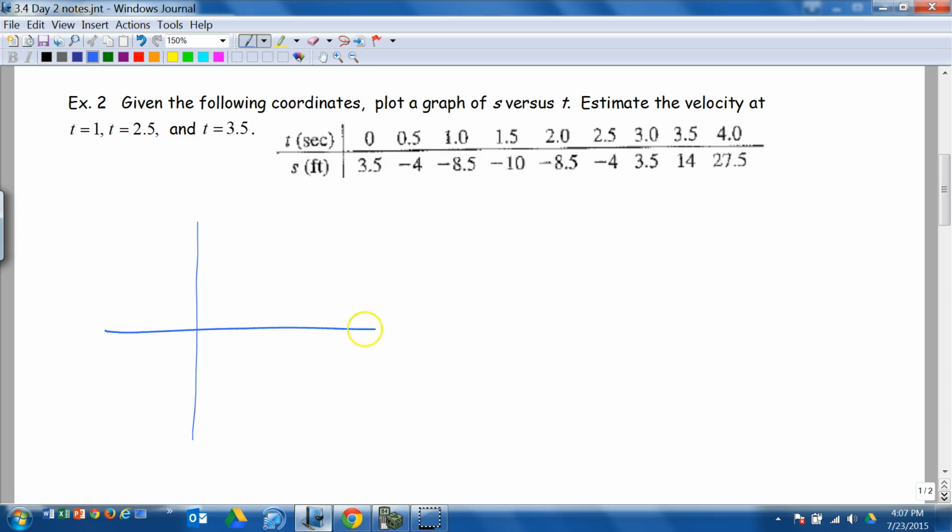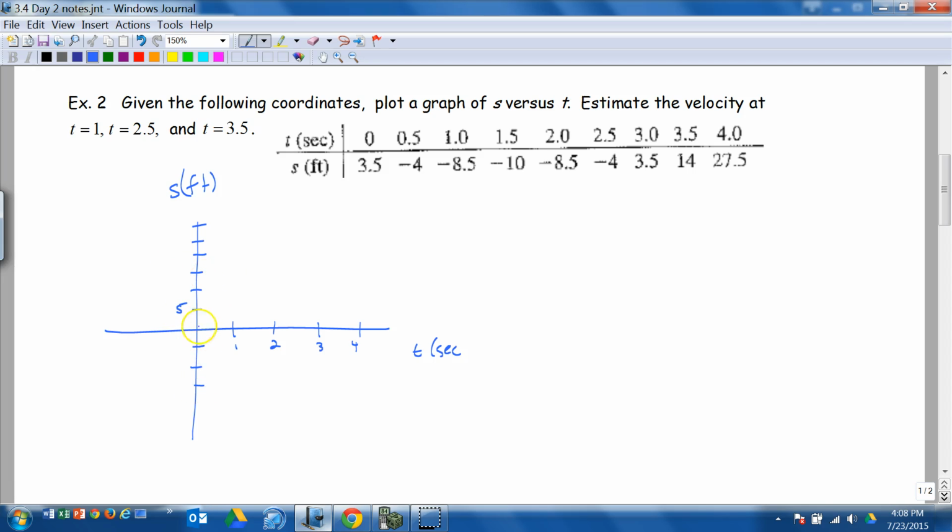I'm going to do a quick sketch of this just because. So this is going to be feet, my position in feet. This is going to be my time in seconds. 1, 2, 3, 4. And what does this go up to? 27, and it goes down to -10. Alright, I'll go by 5s then. 5, 10, 15, 20, 25, 30, -5, -10, -15. So these go by 5s on this axis.